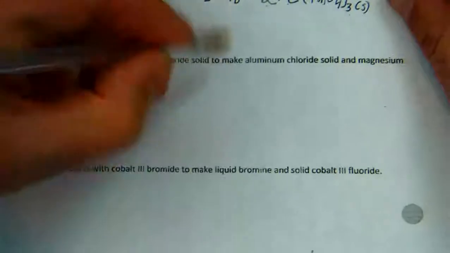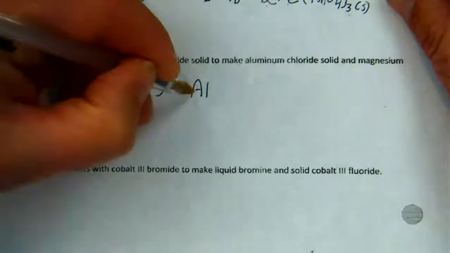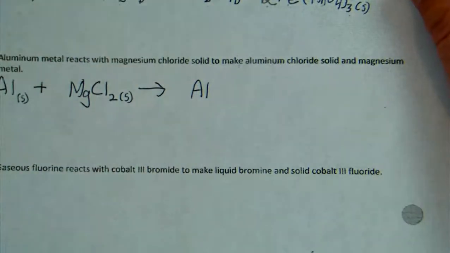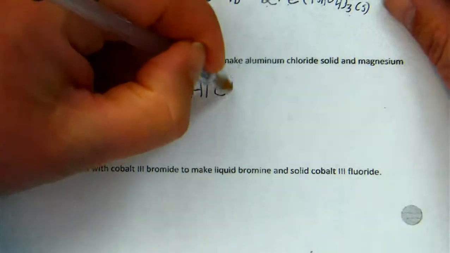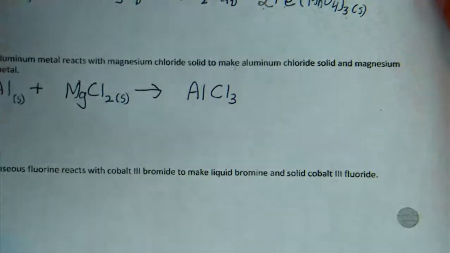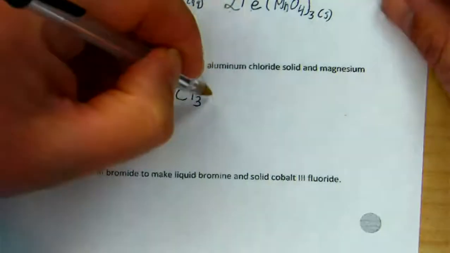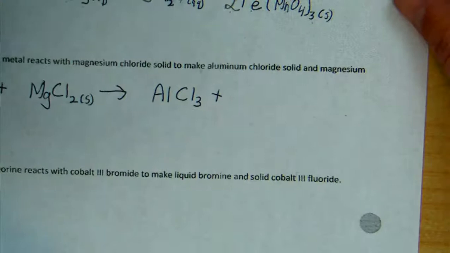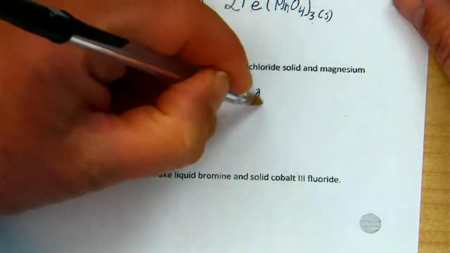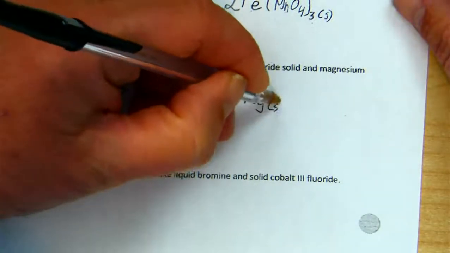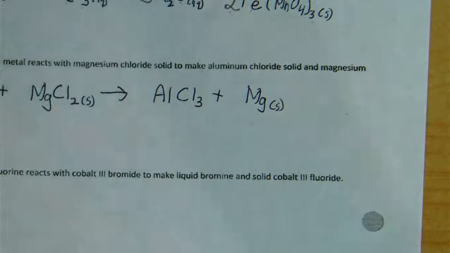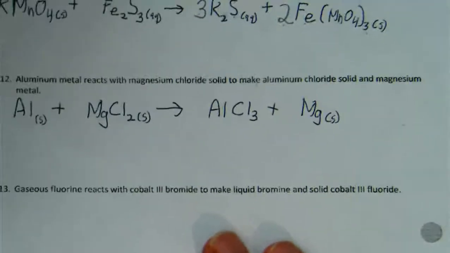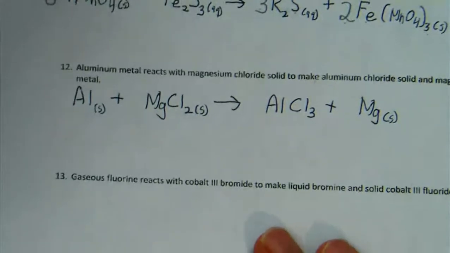Aluminum chloride, well, aluminum is always going to be a 3 plus when it combines covalently with other elements. Chlorine is always a 1 minus, so I'm going to need 3 chlorines for each aluminum atom to make the neutral molecule. And magnesium metal, so just Mg, and if you like, subscript S because it is going to be in the solid state at standard temperature and pressure. So here's my skeleton equation, and now to balance it.